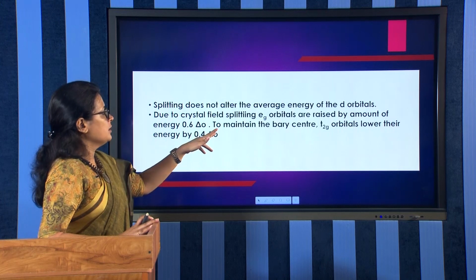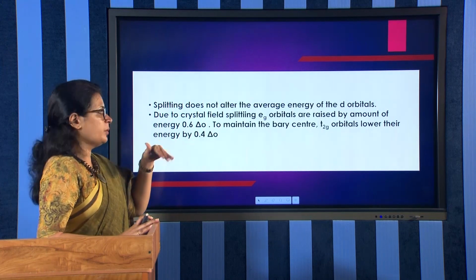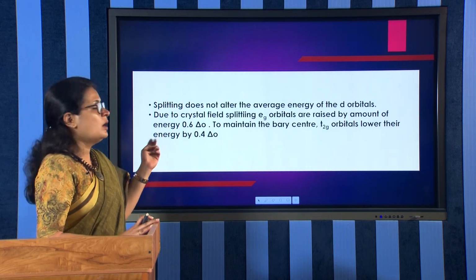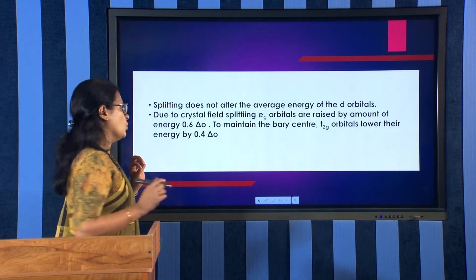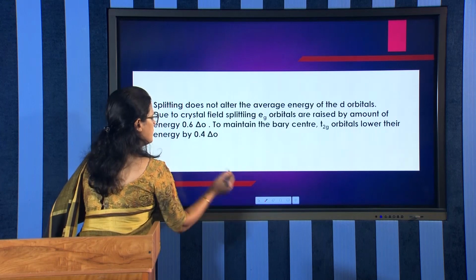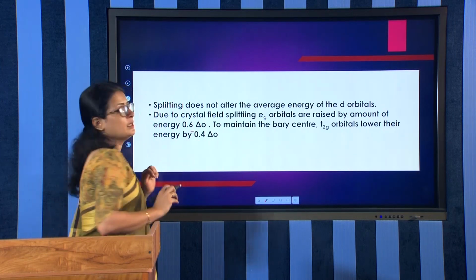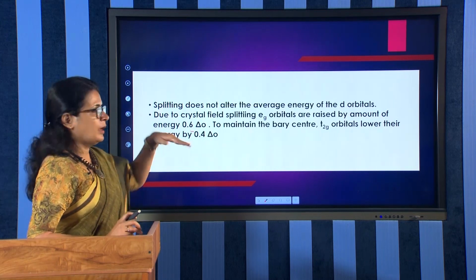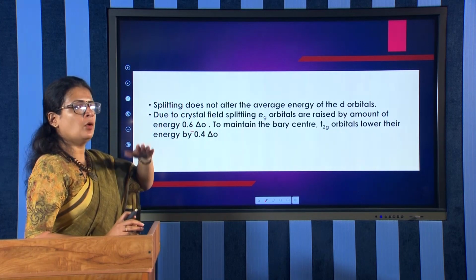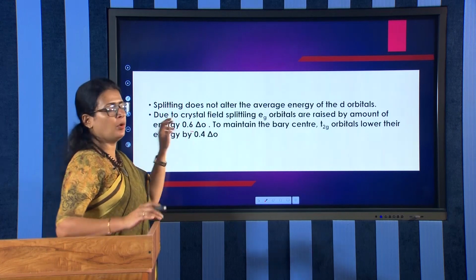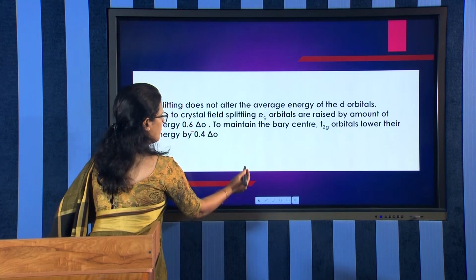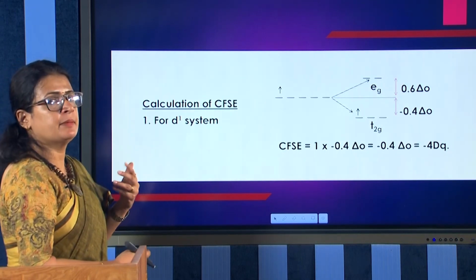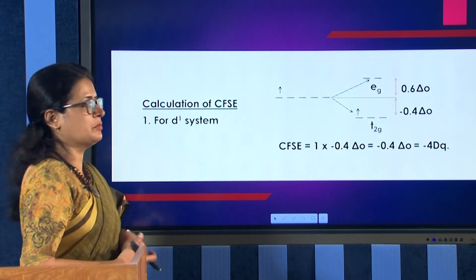But the 3 T2G orbitals will have a lower energy, or they are stabilized by an amount of minus 0.4 delta O. Why is minus included? Because to show stabilization, minus 0.4 delta O. In the upper side you can see 0.6 delta O, it is plus 0.6 delta O. And now here you can calculate the crystal field stabilization energy in different systems.